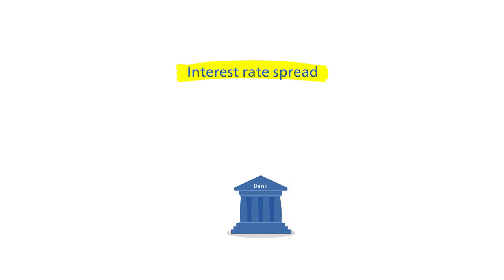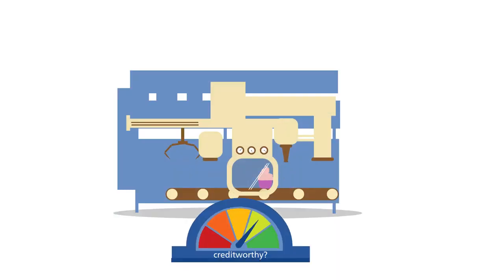The interest rate spread compensates the bank for the costs involved with lending money, such as assessing the creditworthiness of the borrowers and their projects.